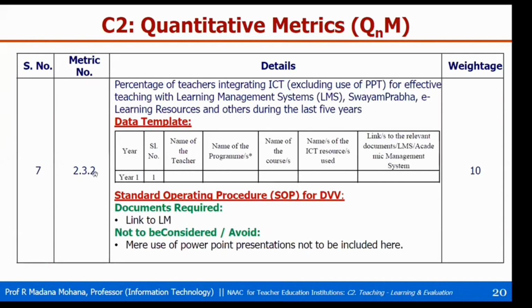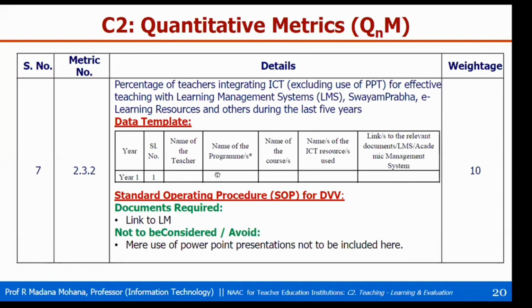Next metric is 2.3.2. This is related to percentage of teachers integrating ICT, information and communication technology. Last 2 years, due to the pandemic, everyone adapted the online mode, that is actually ICT. Here in the ICT, you have to exclude the use of PPT. Except PPT, any other ICT mechanisms for effective teaching with the learning management system, Swayam Prabha, e-learning resources and any others during the last 5 years, which carries 10 points.